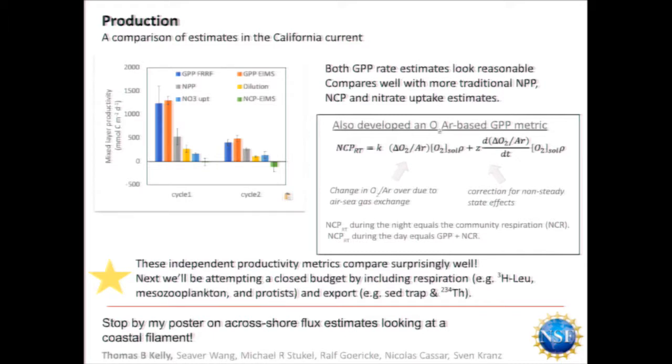We were pretty excited about this because there are a lot of different assumptions that go into all of these methods, and the errors on them can be pretty high sometimes. But these are all very much independent metrics that we can now look forward to applying respiration from zooplankton as well as bacterial production, and look at the export production to try to get a closed carbon budget.